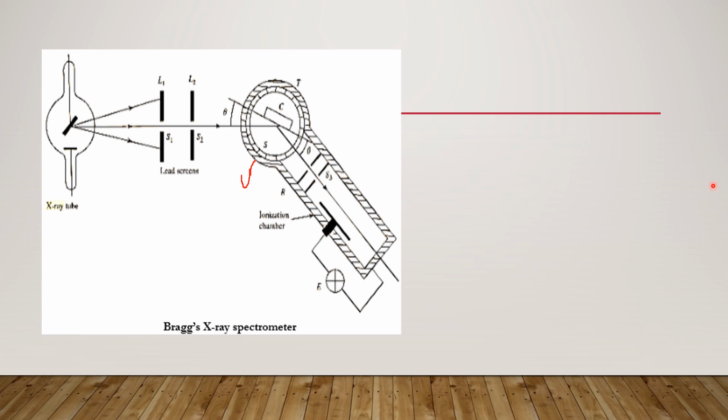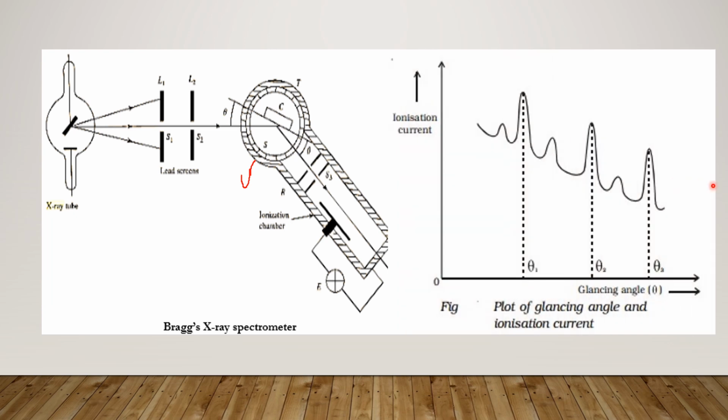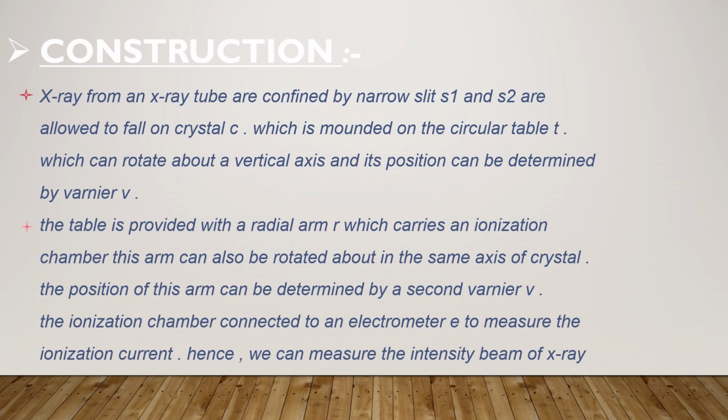Next, the plot of the glancing angle and the ionization current. He plotted the graph of ionization current with respect to the glancing angle. Let theta 1, theta 2, theta 3 be the different glancing angles, and the corresponding ionization currents be A1, A2, A3. So this is the plot of the glancing angle and the ionization current. Next, we will move on to the construction.